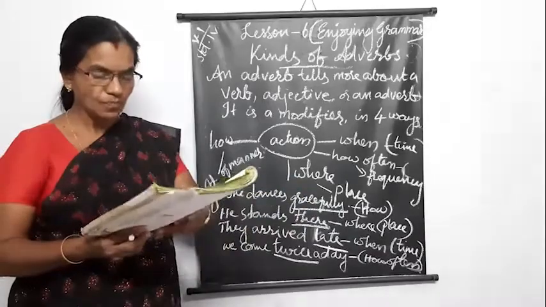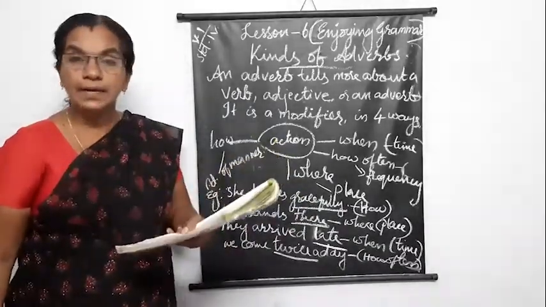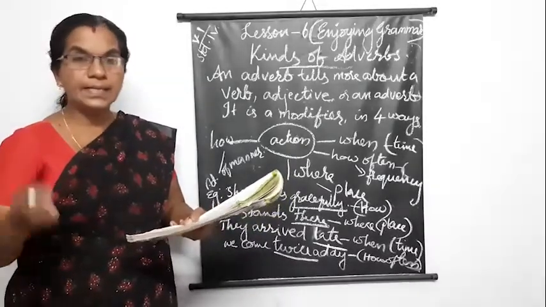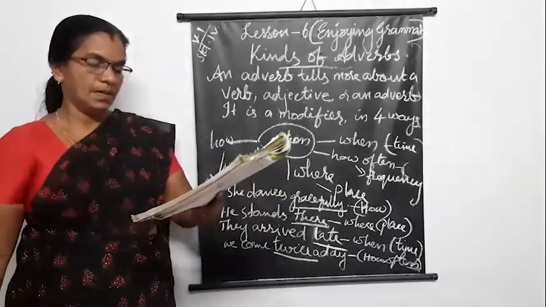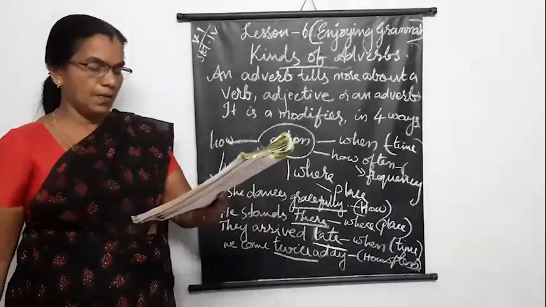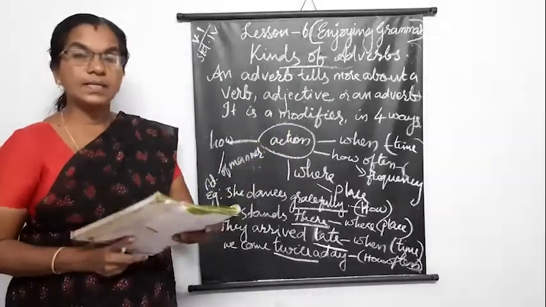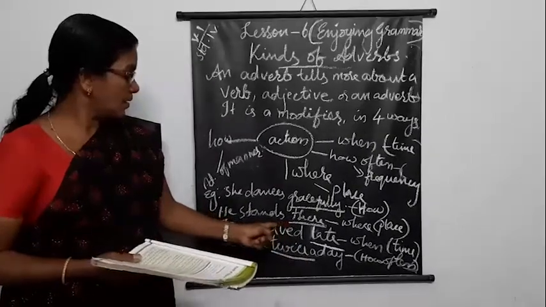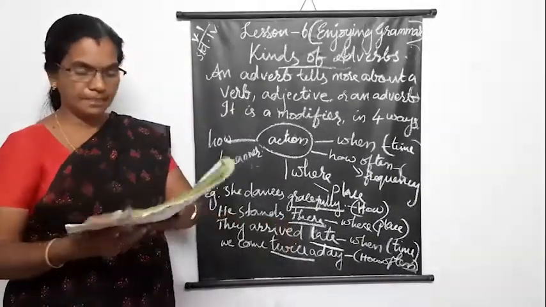Clear? Next type of adverb is the adverb of time. An adverb of time tells when the action happens. It tells the time of the action, when it happens or when it will happen. They answer the question when. When we ask the question word when to the sentence, we will get the answer. That word is the adverb of time.